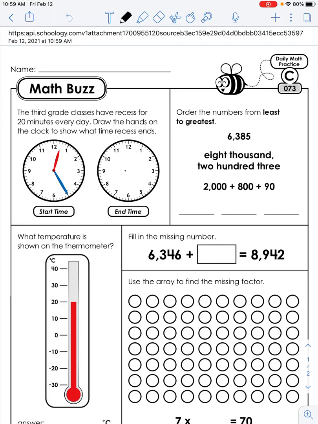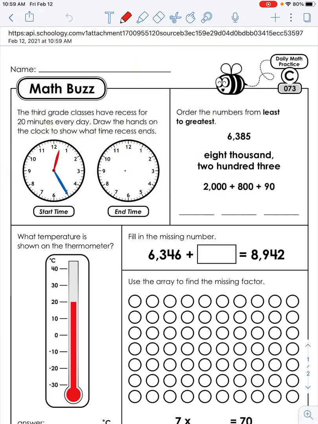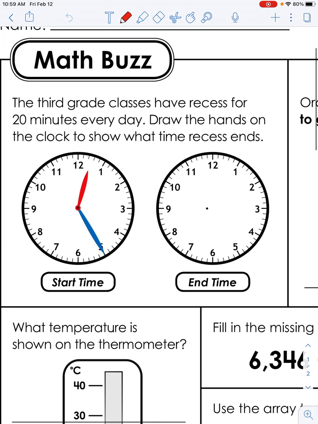Hi, third graders. Let's review your daily math review. So, first box says the third grade classes have recess for 20 minutes every day. Draw the hands on the clocks to show what time recess ends. So here's the start time. Let's figure out what the start time is.